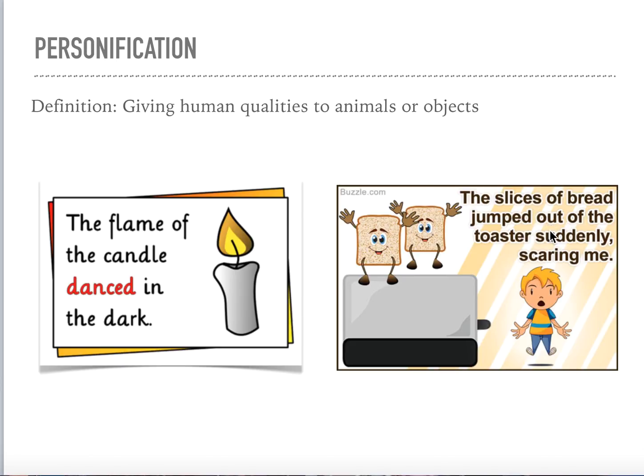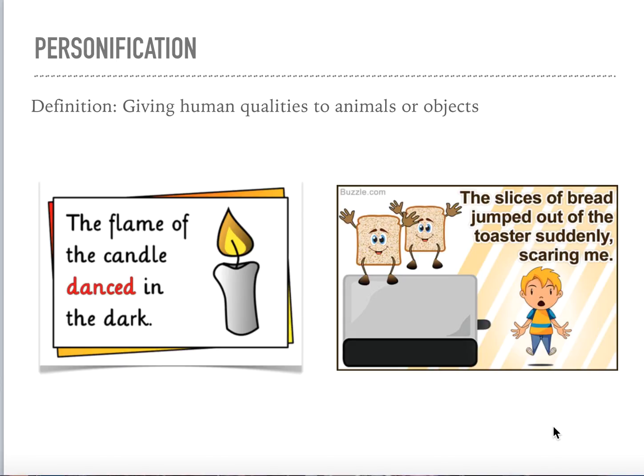Okay, just like over here in the next example, it says, "The slices of bread jumped out of the toaster, suddenly scaring me." Now, the bread doesn't really jump, okay? Bread doesn't have legs, it can't jump. But when it pops out of that toaster, it looks like it's jumping. And for the reader, or for the character right here, it might have scared him because it jumped at him really quickly.